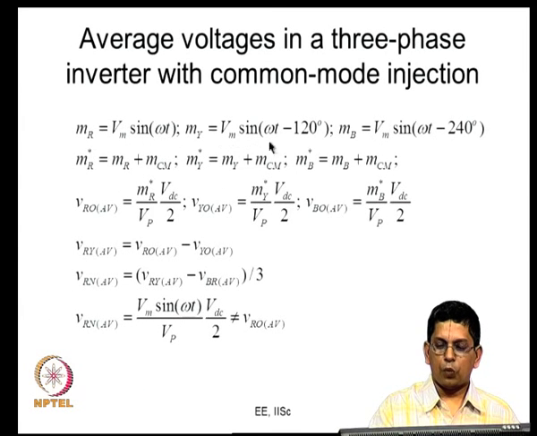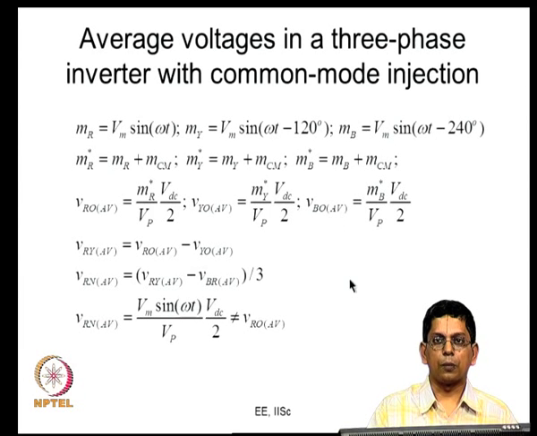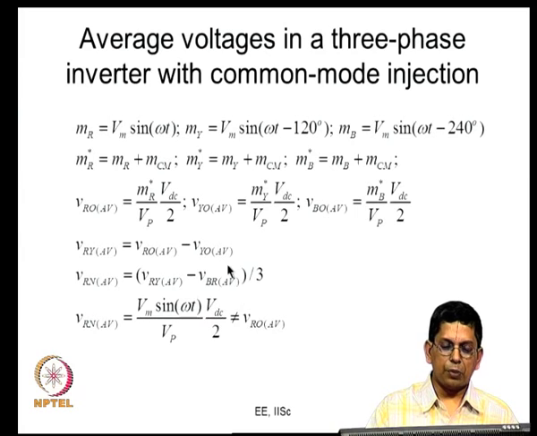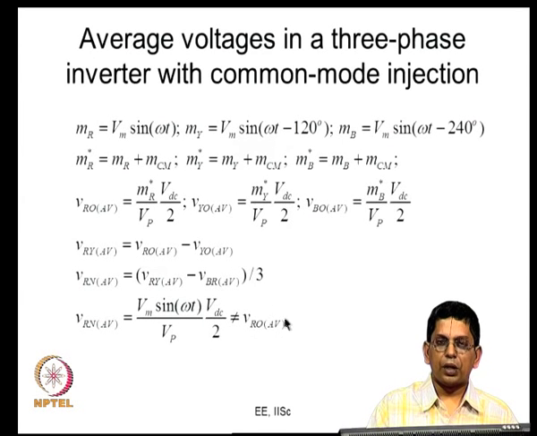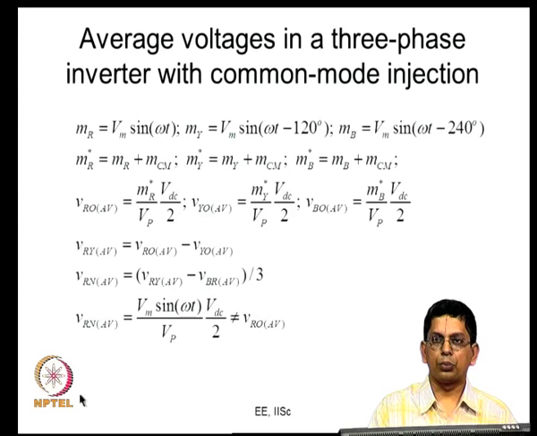So, it is MR, MY and MB are sinusoids, the common mode is added. So, that becomes MR star, MY star and MB star. And now VRO average is MR star into VDC by VP, it goes on like this now. So, as I have mentioned before, here VRN average is not equal to VRO average, because VRO average would have fundamental plus the common modes. Here this will have only the fundamental component, the triplet frequencies will go away. During linear modulation, all this will be alright, you will get MR star.